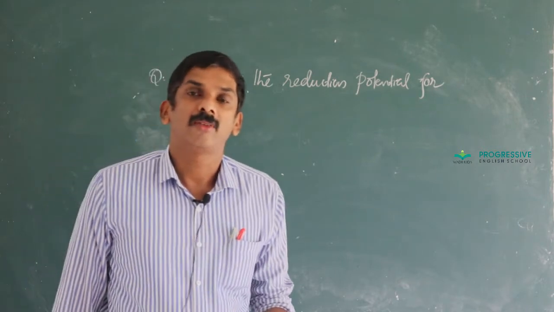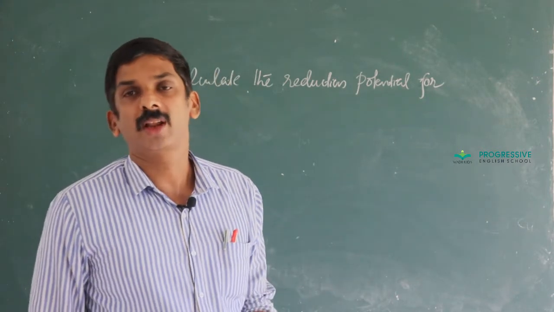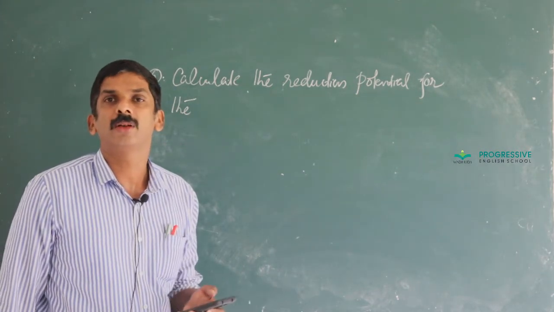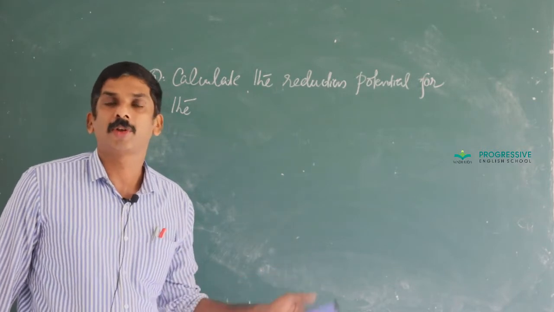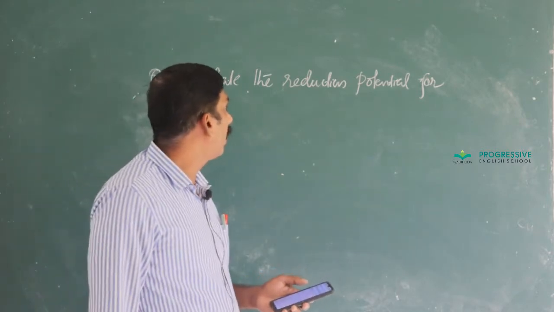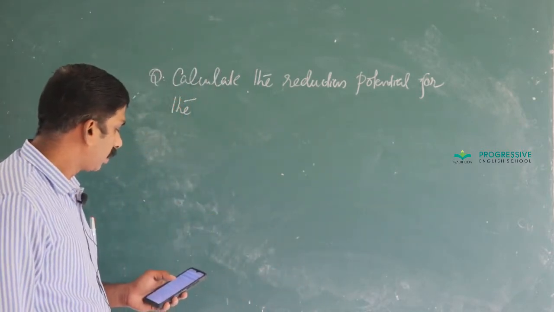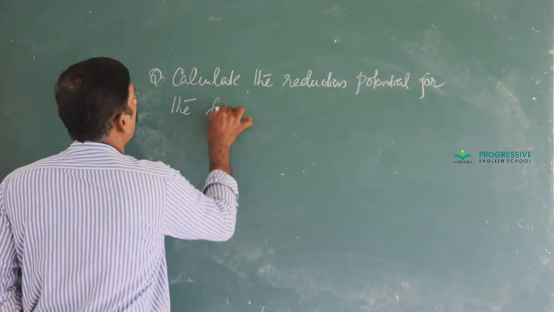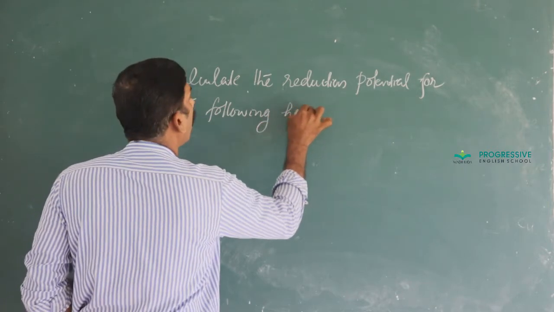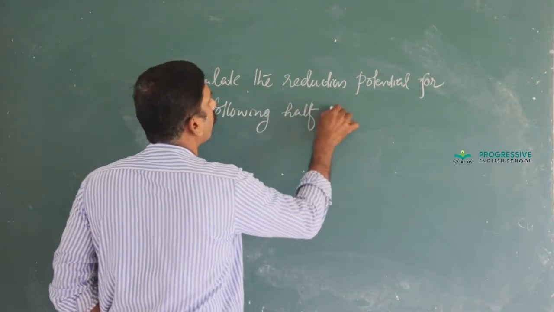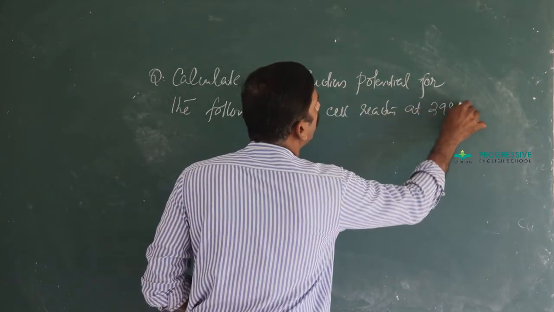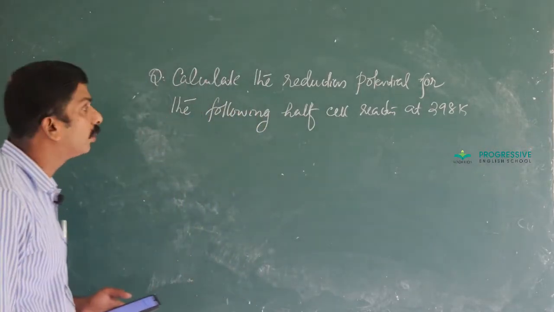Last class we already did some numerical-based questions regarding the Nernst equation. I think some of you are not at all clear with that, so I will just repeat the same. First question: calculate the reduction potential for the following half cell reaction at 298 Kelvin.